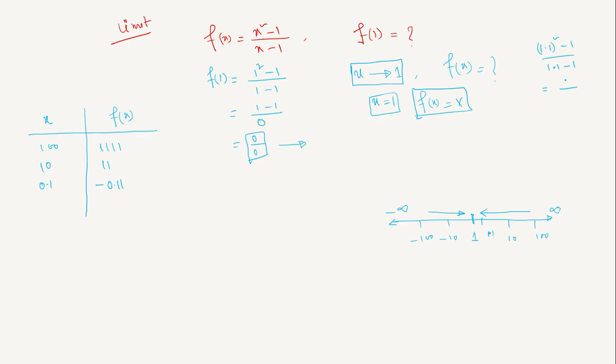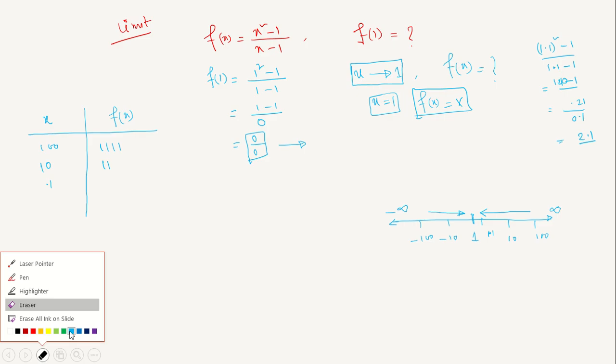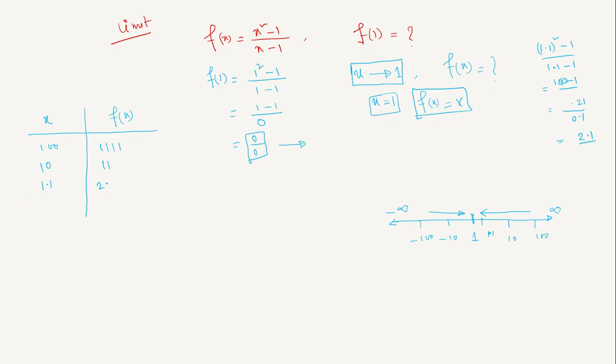That is 1.1 squared, which is 1.21 minus 1. So we have 0.21 here and then 0.1 here, right? If we divide by 0.1, then we have 2.1. So basically for 1.1 we have 2.1.